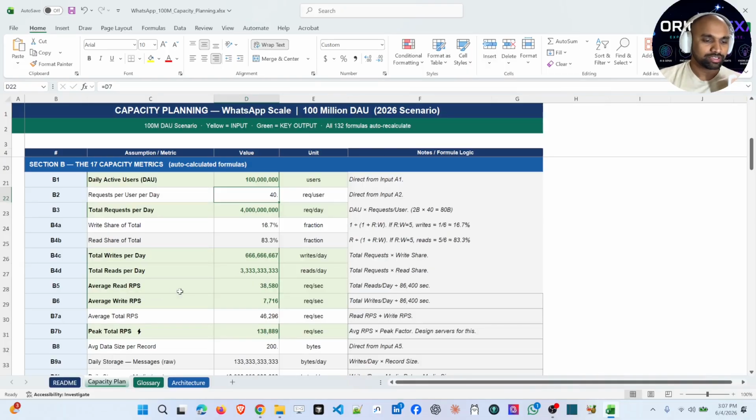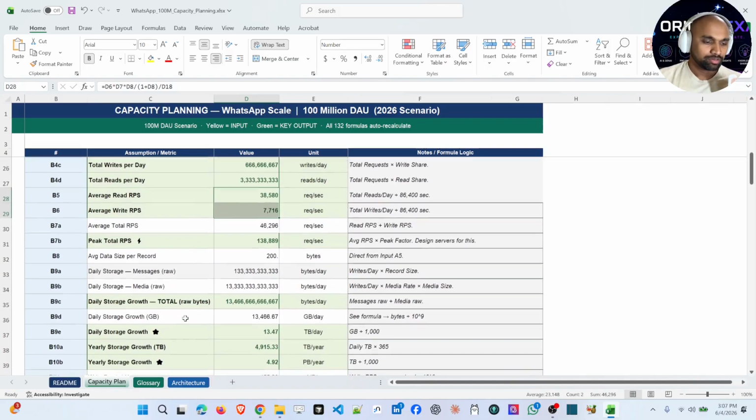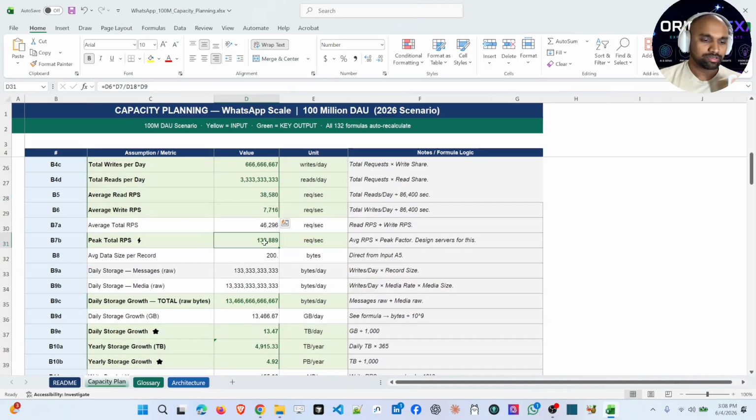Average read RPS is around 38,580 requests per second, and average write RPS is around 7,716 requests per second. These are the per-second read requests and write requests. Average total RPS is the addition of these two parameters, which gives around 46K. Peak total RPS could be 3 or 4 times this; as of now we have calculated around 3 times the average total RPS. We are getting around 138K.